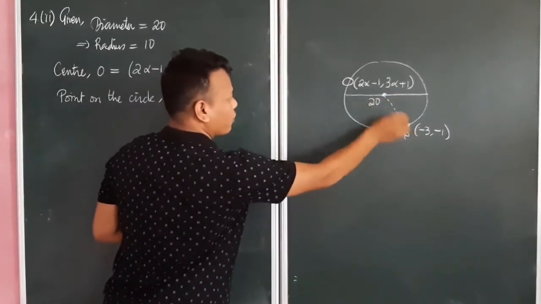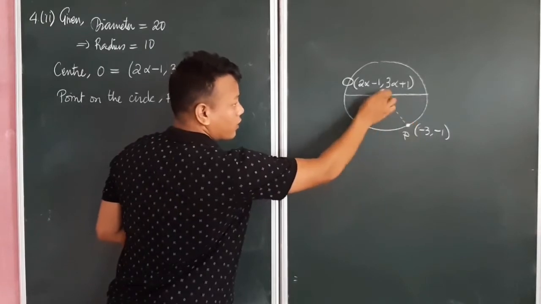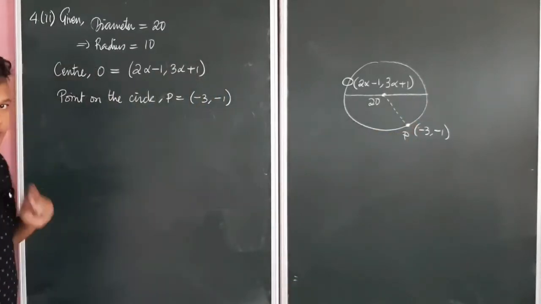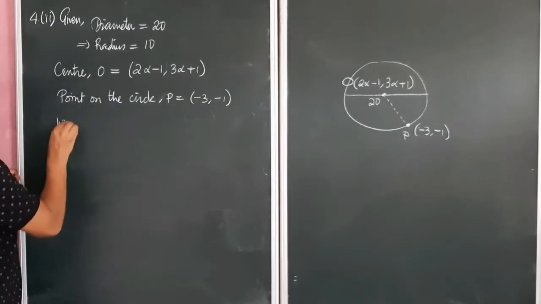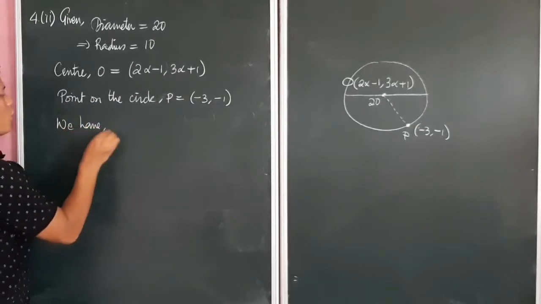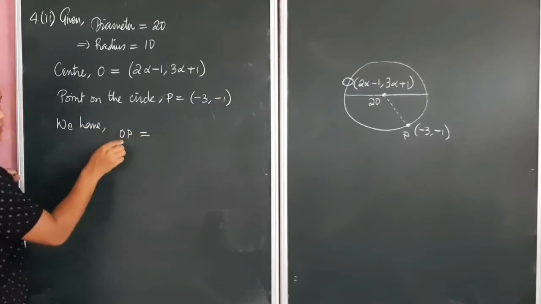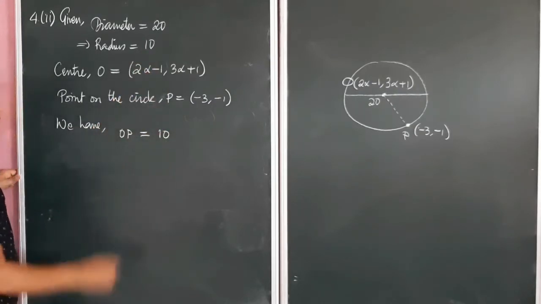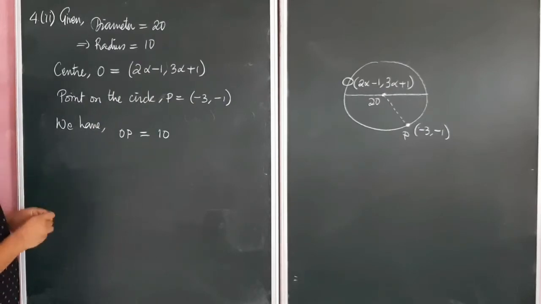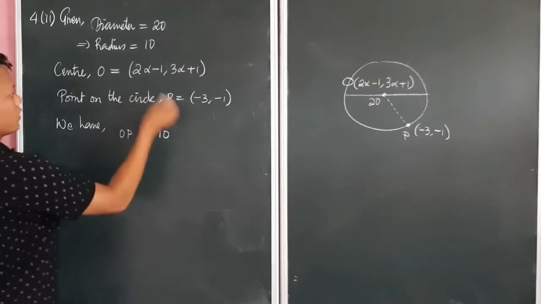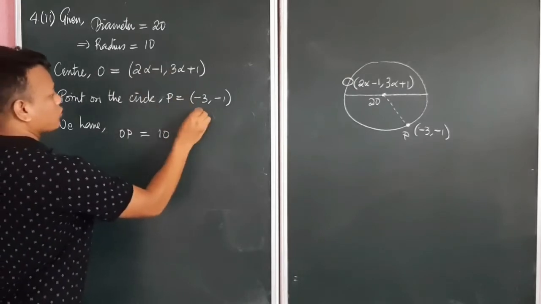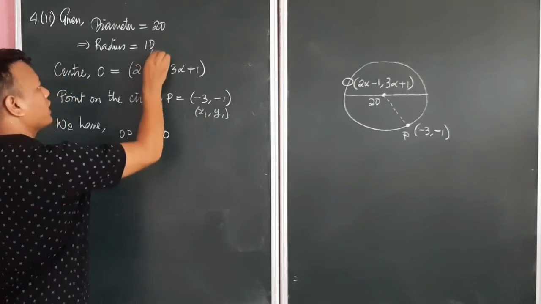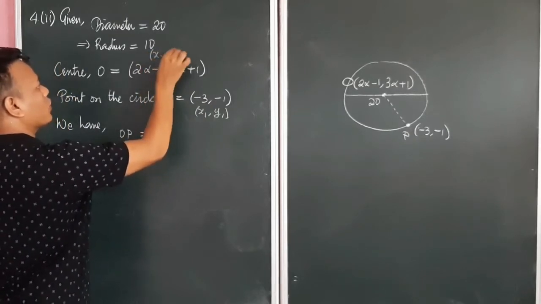So basically OP. The center is O and the point is P. OP is my radius, right? So OP is the radius, and radius is how much? Radius is 10 units, isn't it? Now let us quickly make use of the distance formula here. You can call this x1, y1, and you can call this x2, y2.